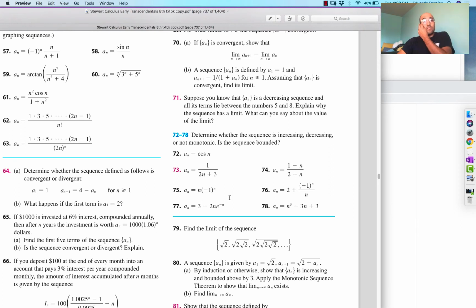Determine whether the sequence is increasing, decreasing, or not monotonic. Is the sequence bounded? Increasing, decreasing, not monotonic. Is the sequence bounded? Okay, let's try some of these guys.